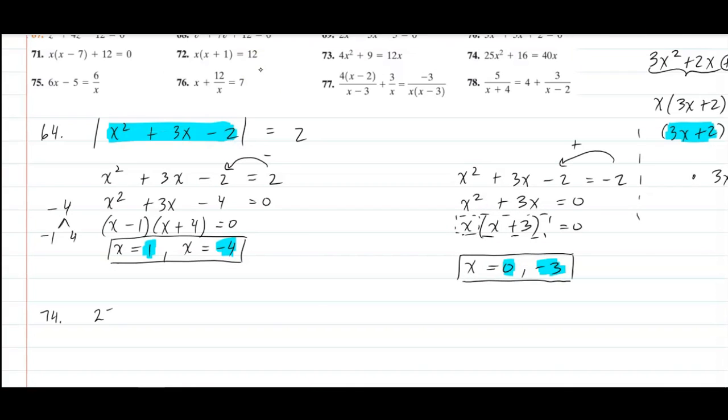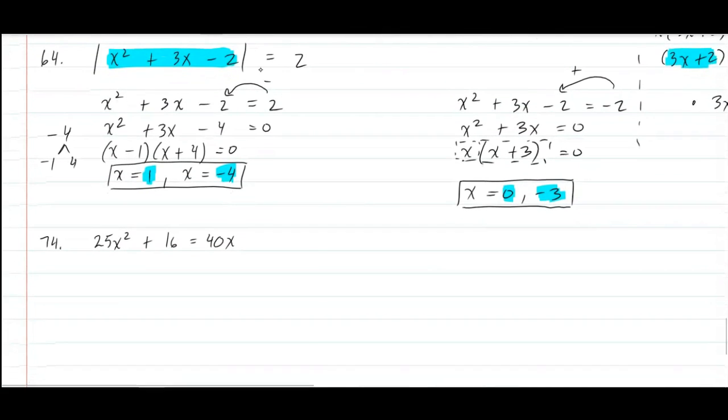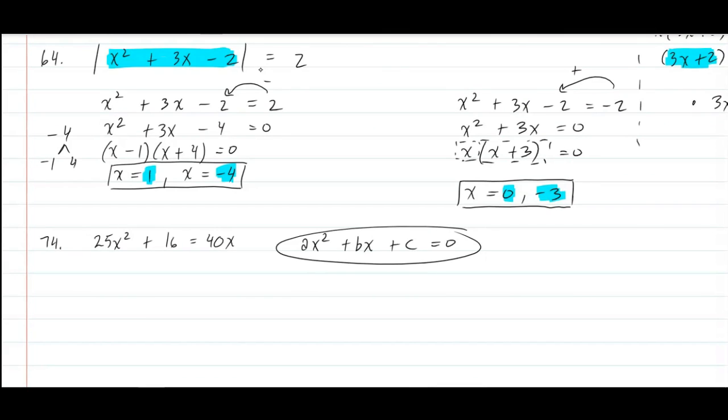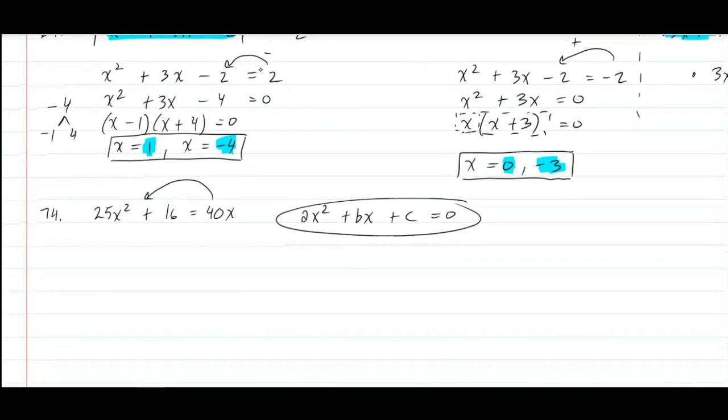74 says the following. It says 25x squared plus 16 is equal to 40x. Now, it doesn't quite look like the quadratic, because remember, the quadratic needs to look like this, and then after that, you try to solve it through factorization or the quadratic formula. So to make it look like that, the first thing you have to realize is to bring the 40x over. Initially a lot of students miss that.